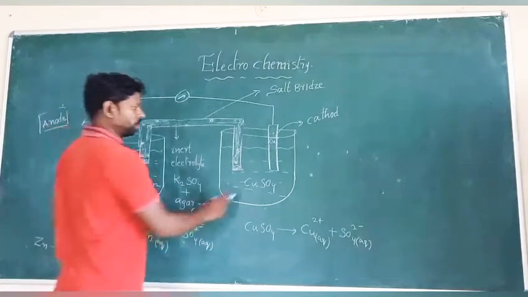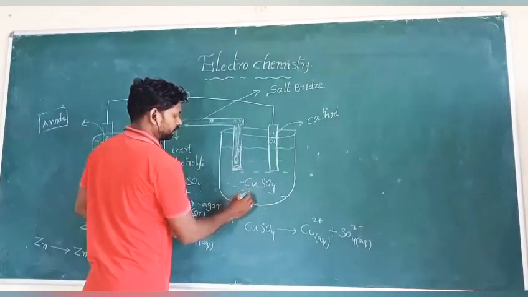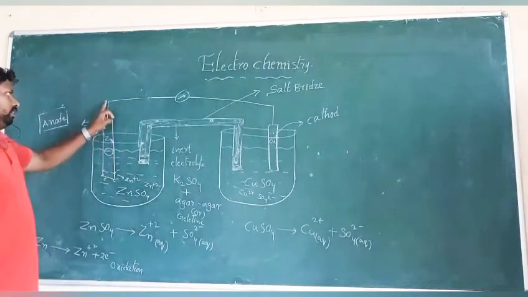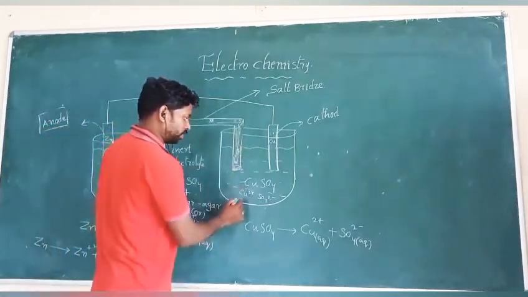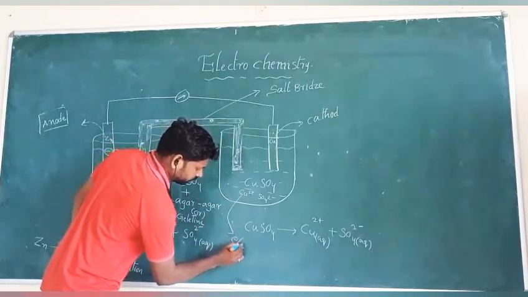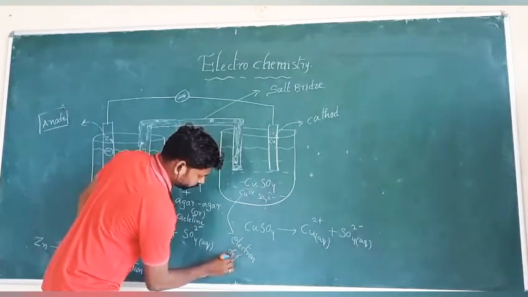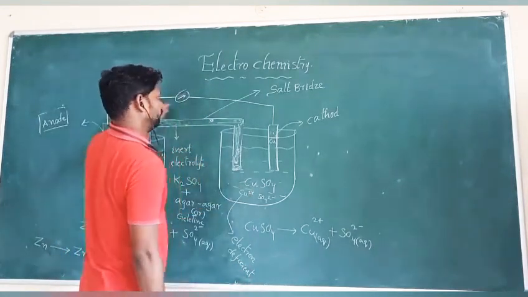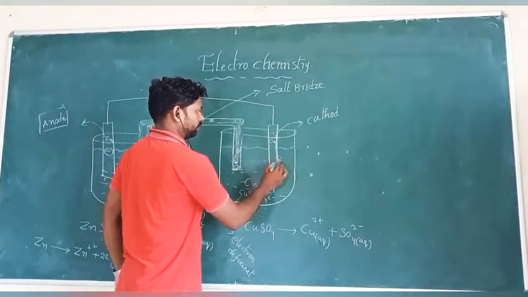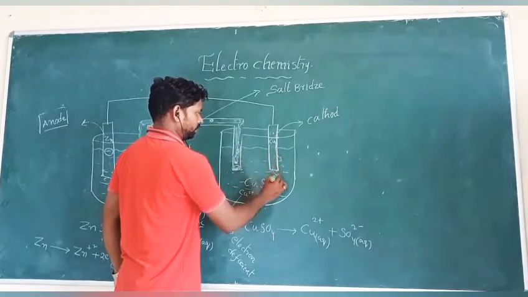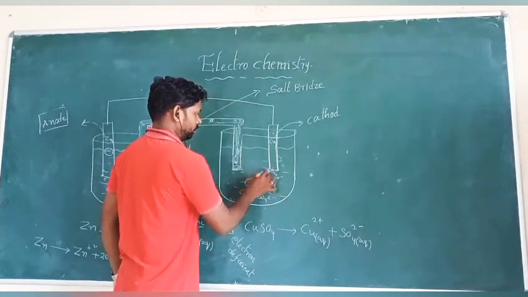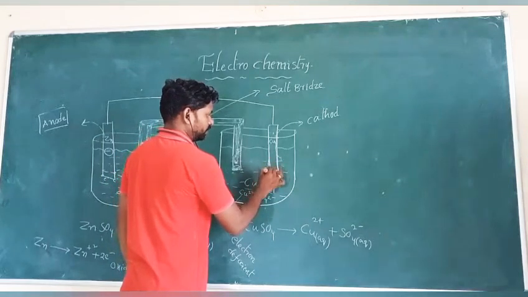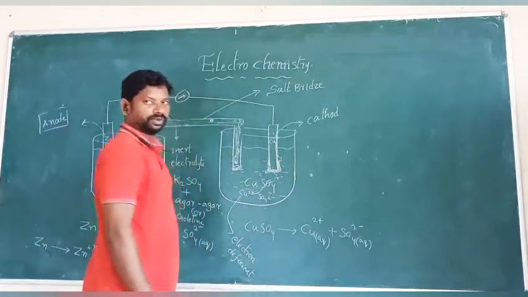At the same time, if you observe the copper in this solution, it forms Cu2+ and SO4 2- ions. These electrons are going from the anode to here. This copper electrode is electron deficient, so the electrons which come from the anode are taken by the Cu2+. This Cu2+ takes the electrons and forms Cu, which is deposited on the rod.